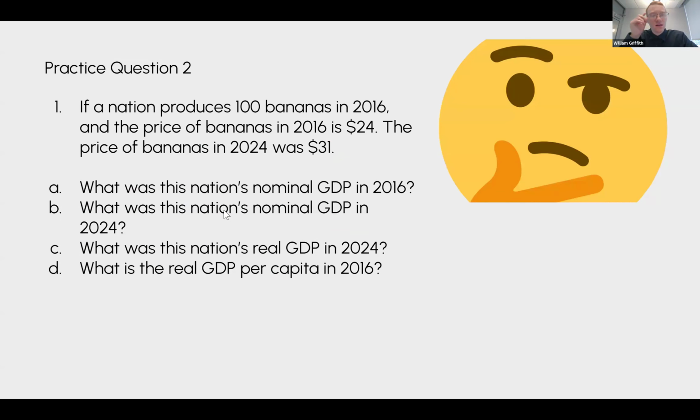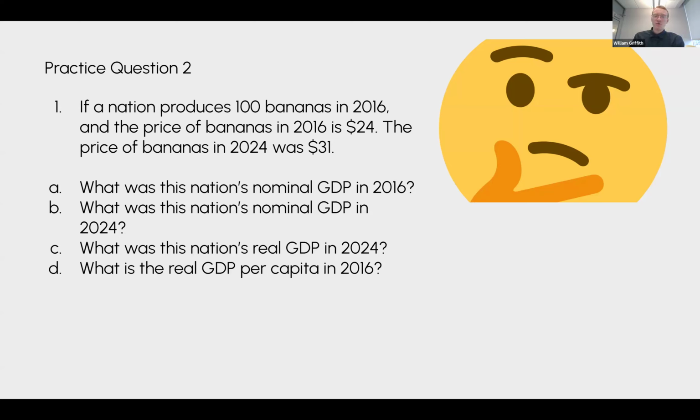All right, I have a second set of practice problems here. If a nation produces 100 bananas in 2016 and the price of the bananas in 2016 is $24 and the price of bananas in 2024 is $31. We have four problems here. What is the nation's nominal GDP in 2016?